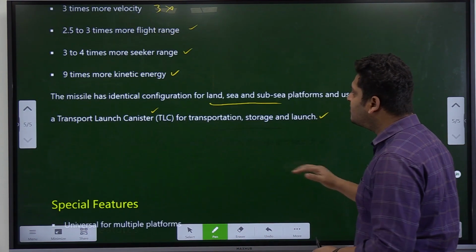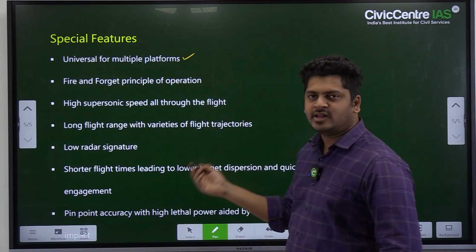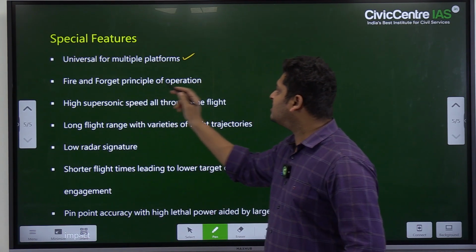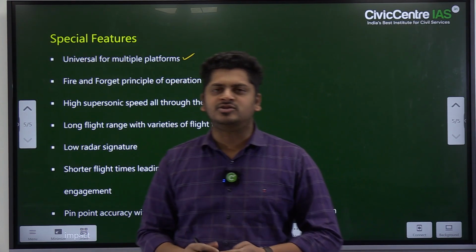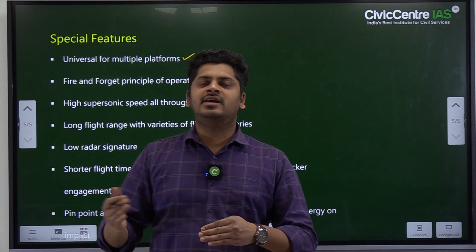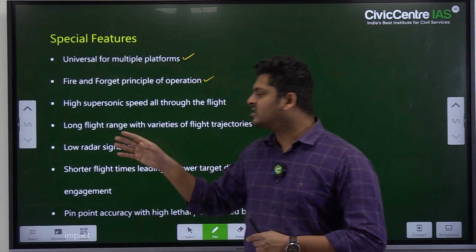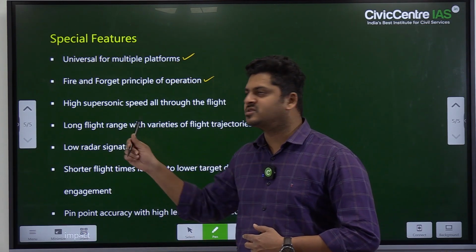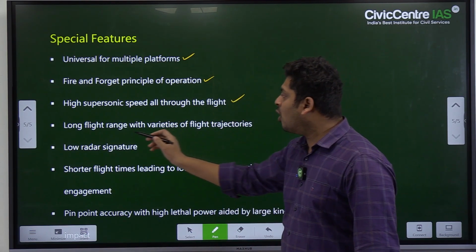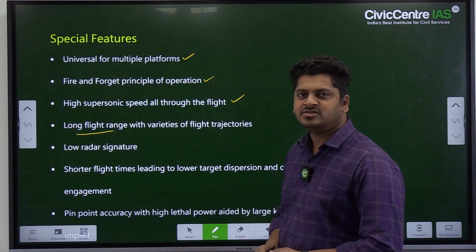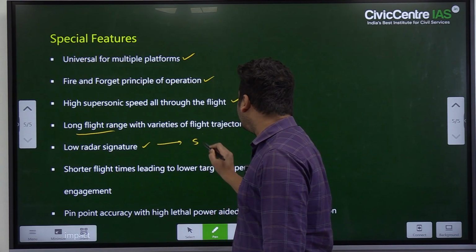Now talking about the special features of this, it is universal for multiple platforms, and it has something called a fire and forget principle. This is nothing but once the missile is launched, it doesn't need any other systems like the laser guidance system, and it is okay even if the target is not in line with the launched missile. So this is the fire and forget principle. High supersonic speed throughout the flight, long flight range with varieties of flight trajectories, also low radar signature. This is what is called the stealth technology.